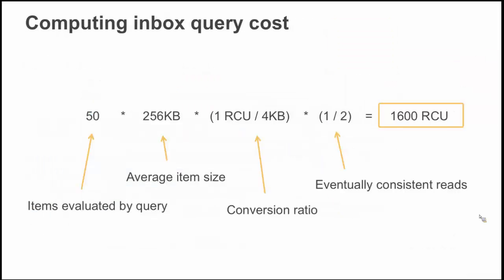In this particular case, David has an inbox and David gets big emails. We're storing his emails up on that table, and the average item size is 256 kilobytes. Every time he reads his inbox, he gets the latest 50 emails, and we hit that up and convert to RCUs, and so we'll go eventually consistent reads. We're still burning 1,600 RCUs to read David's inbox, and any other user's inbox, right?